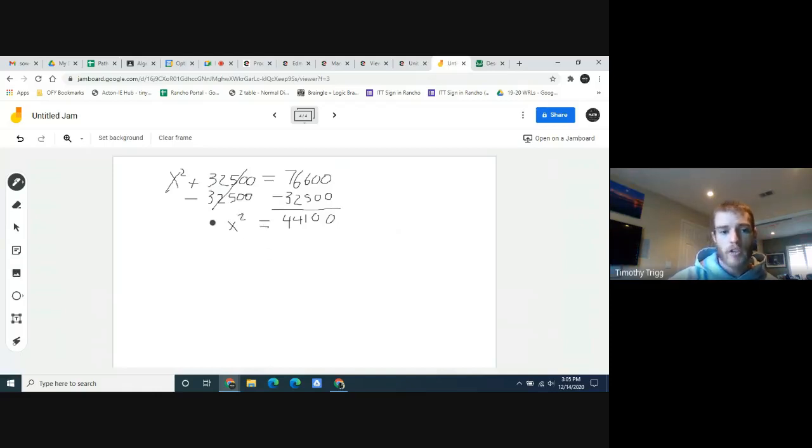Now to get rid of the squared, you simply square root. So the square and the square root cancel. But if we add a square root to both sides like this, the other side gets a plus or minus. So let's keep that in mind, that the other side gets a plus or minus whenever you square root both sides like that. Now in our calculators, we could do the square root of this. 44100, and let's square root that. 210. So our answers are x equals 210 and negative 210.